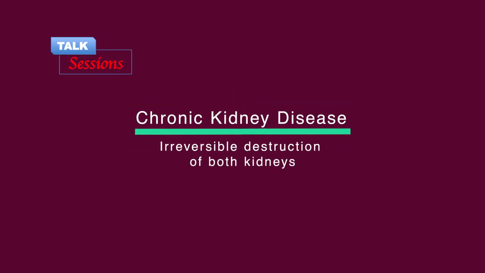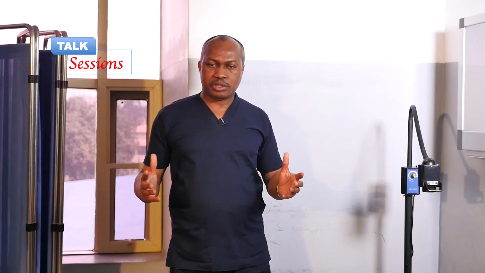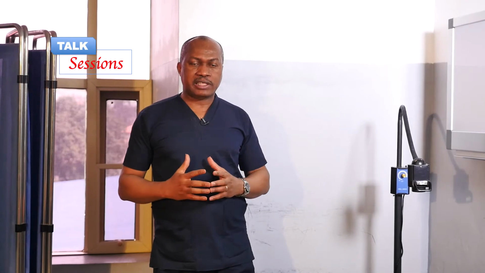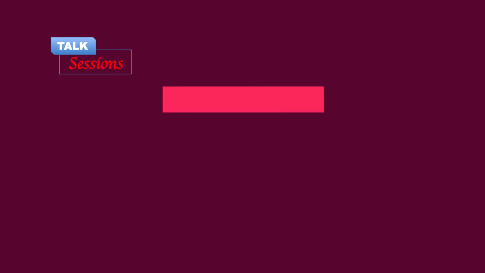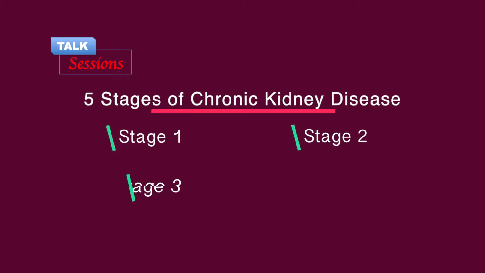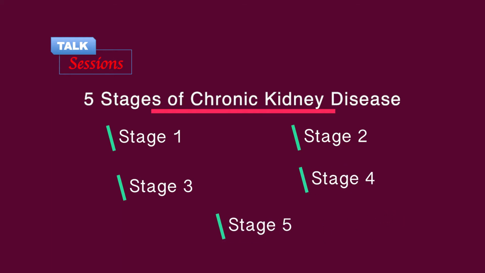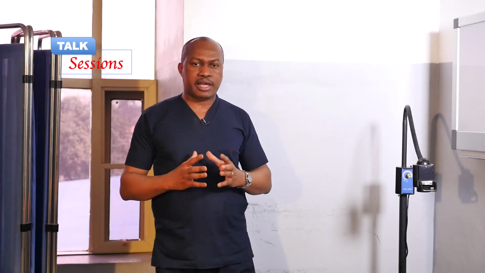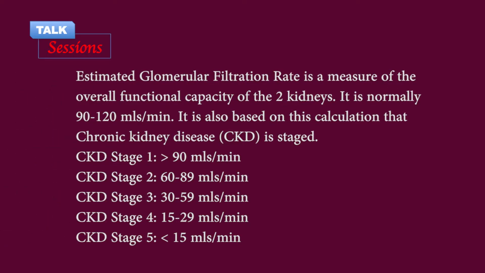I'm a consultant nephrologist. So we define chronic kidney disease as irreversible destruction of both kidneys that takes place over months or years. We can stage chronic kidney disease into 5 stages: stage 1, stage 2, stage 3, stage 4, and stage 5. And this is usually based on a calculation of what we call the estimated glomerular filtration rate.